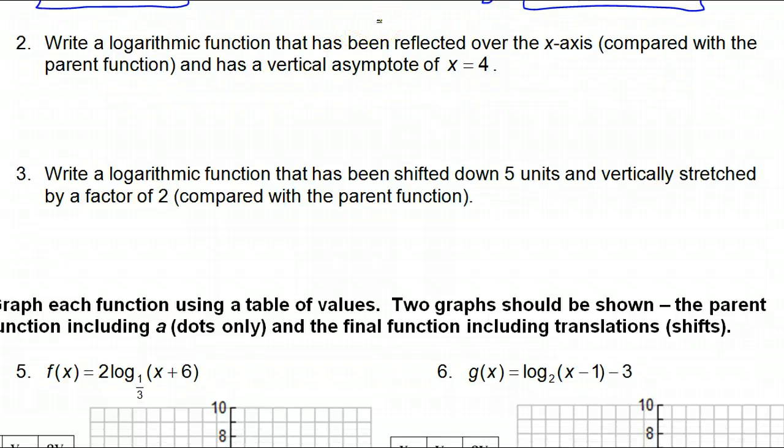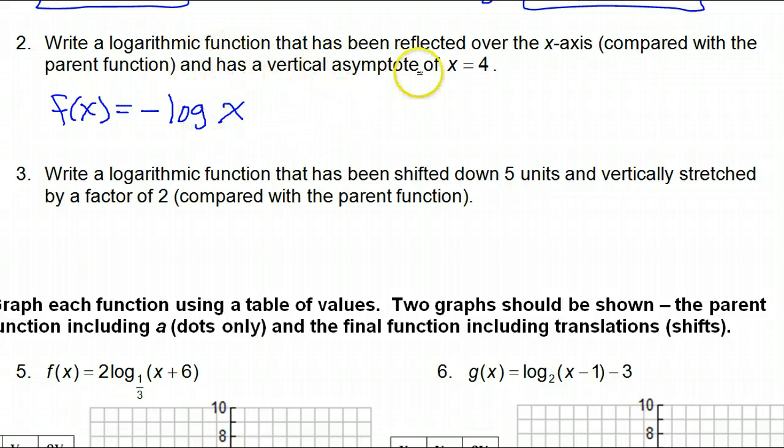Number two. Number two, write a log function that has been reflected over the x-axis. Well, let's just get started. All right, let's start with a good parent function, which would be like log x. If it's going to be reflected over the x-axis, that means there'll be a minus in front of it.